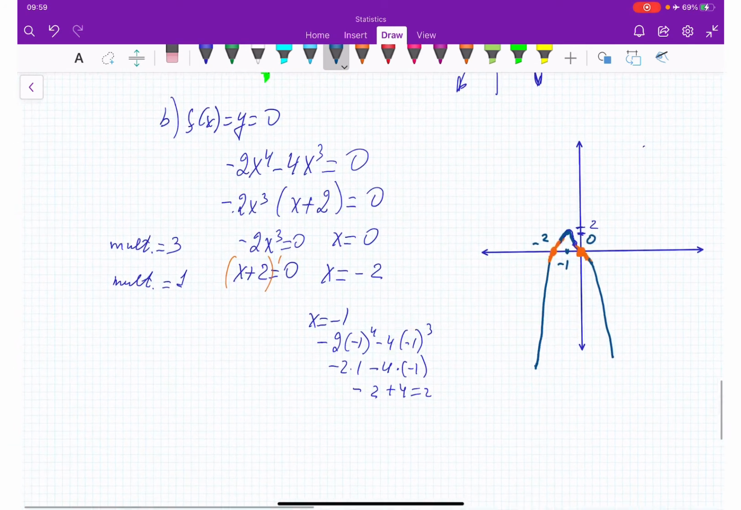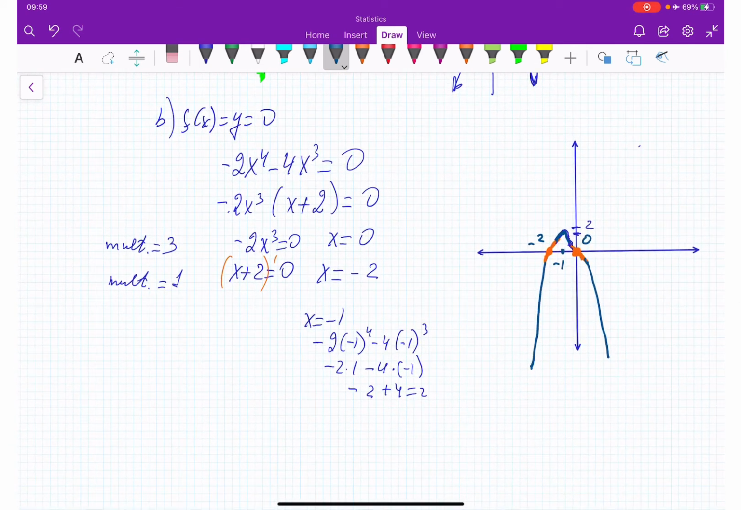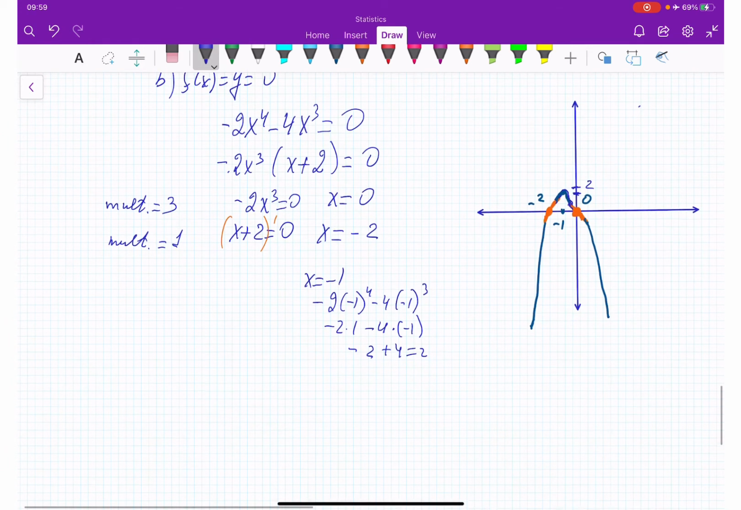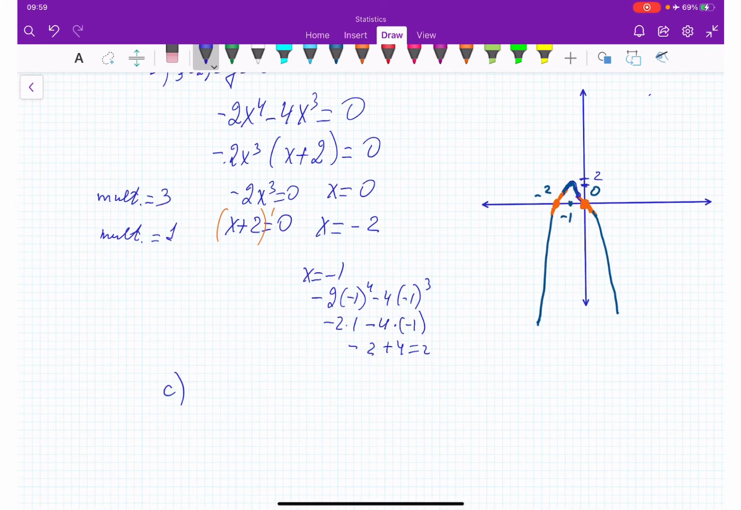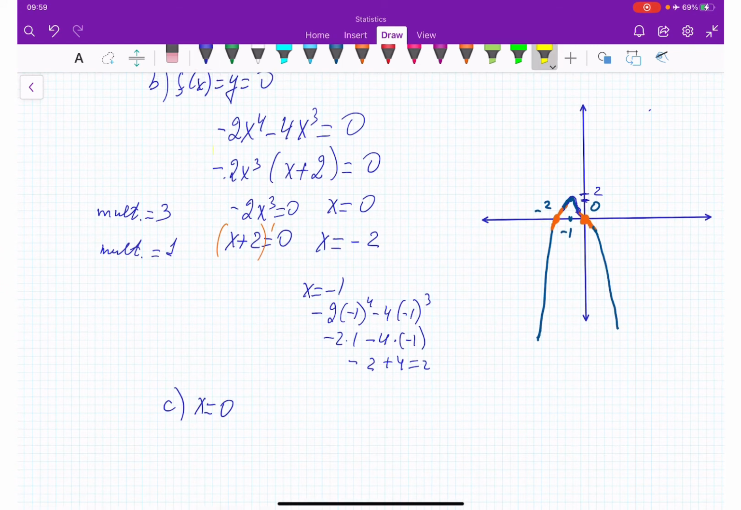Y-intercept, which is clear. Y-intercept is going to be 0 because it's crossing only at the point where x is equal to 0. But we check algebraically also. So x is equal to 0, and we have our original one, which is this. So what we are going to get: negative 2x to the 4th minus 4x cubed. So it's going to be 0 minus 0. Result is 0, which we have right here. Okay.